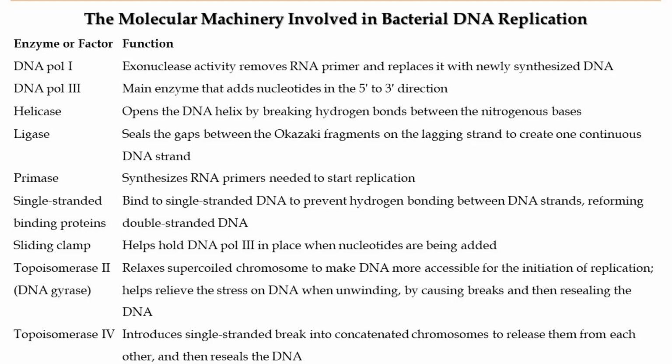Now you have single-stranded binding proteins which bind to the single-stranded DNA to prevent the hydrogen bonding between the DNA strands from taking place again, thus preventing the reforming of the double-stranded structure. You have a sliding clamp which holds the DNA polymerase in place when the nucleotides are being added. You have topoisomerase 2, which is also called DNA gyrase. It relaxes the supercoiled chromosome to make the DNA more accessible for the replication to begin. It also helps in relieving the stress on the DNA when the unwinding takes place because of the extra supercoiling.